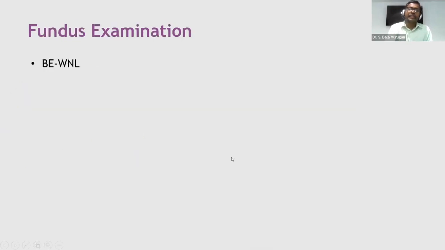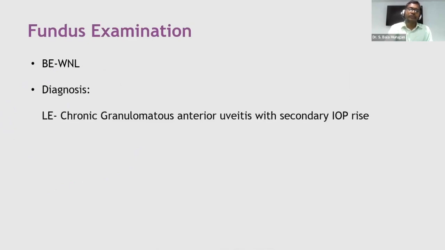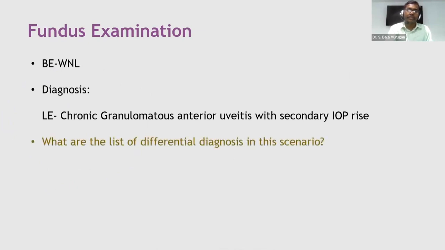The fundus examination of both eyes was within normal limits. The working diagnosis reached was left eye chronic granulomatous anterior uveitis with secondary intraocular pressure rise. At this scenario, what are the list of differential diagnoses which you would like to entertain? I would like the audience to type in their answers.